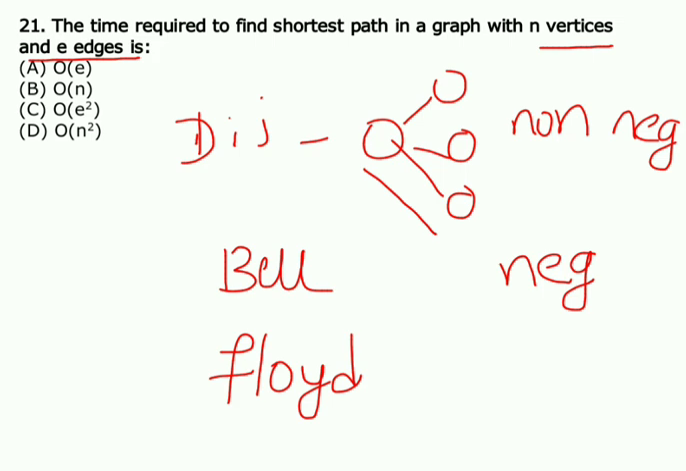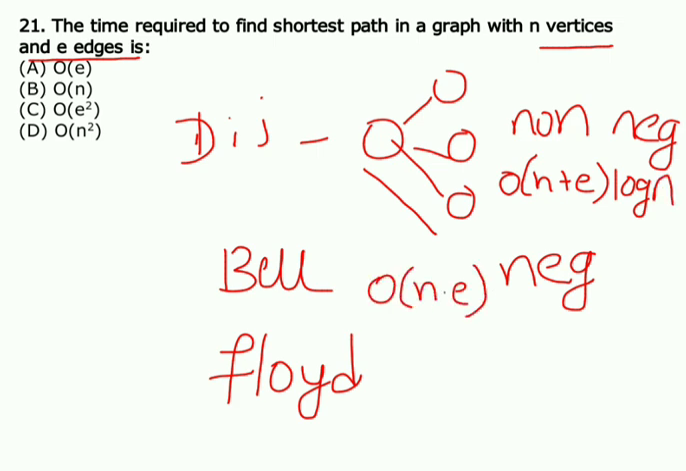big O of (n plus e) into log n. Whereas the time complexity of Bellman-Ford algorithm is big O of n into e. The time complexity of Floyd-Warshall algorithm is big O of n cube.